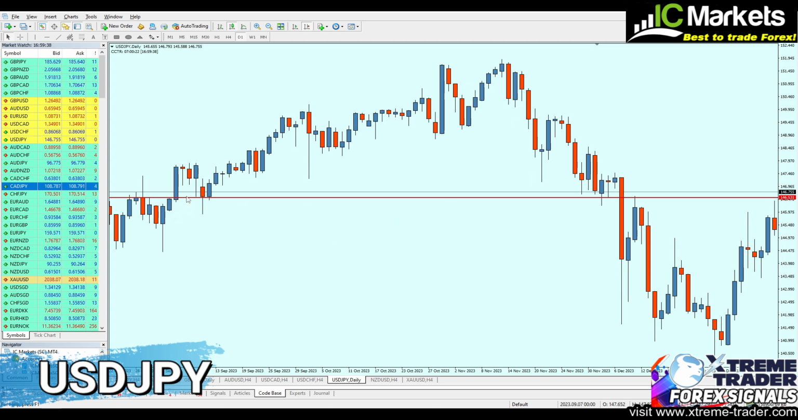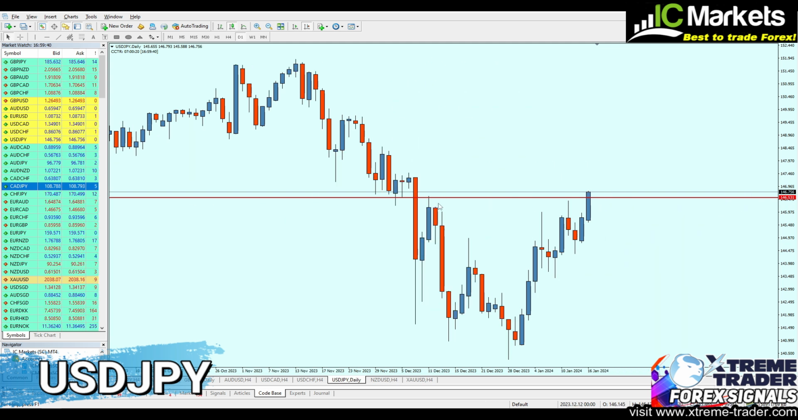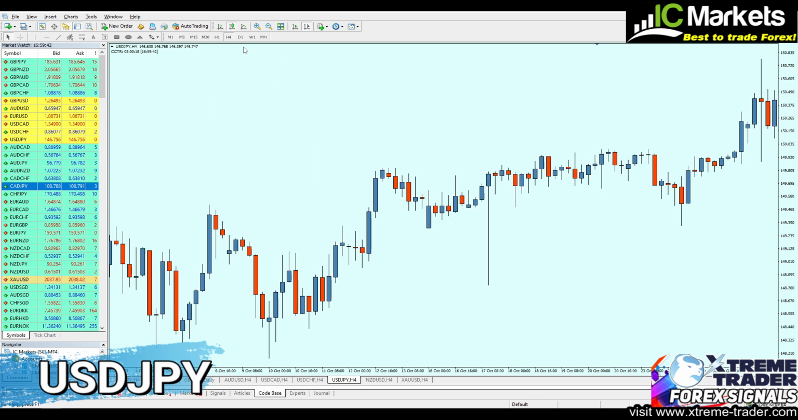Okay, so now we are having here this level of a previous support. It became here as a resistance. Now back to the 4-hour time frame.